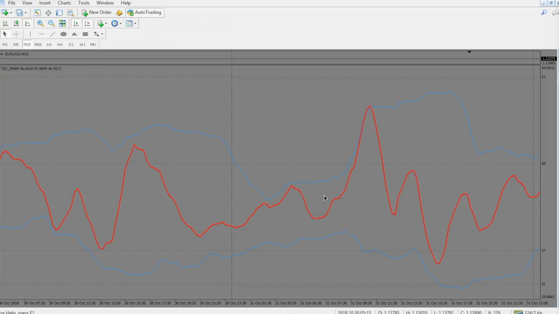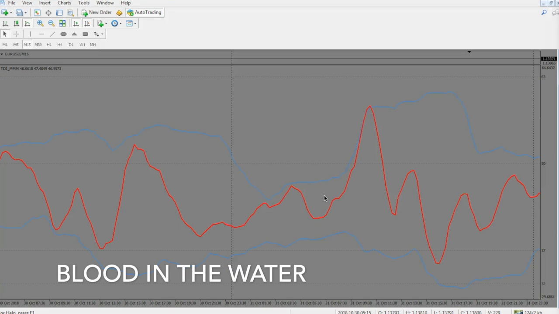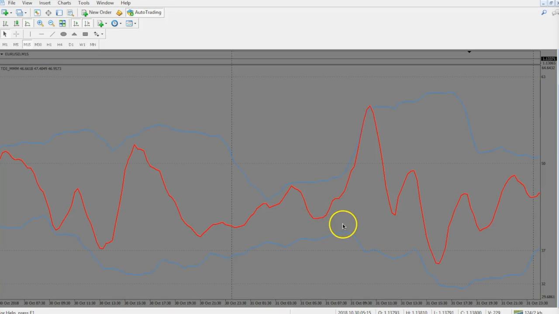Okay, welcome back again. Now we're going to talk about blood in the water. So, this new line on the chart is not the RSI line. This is not the relative strength indicator. This is actually the TSI line, the trace signal indicator. Okay, so this is a little slower than the RSI. It's actually the RSI on the higher time frame.